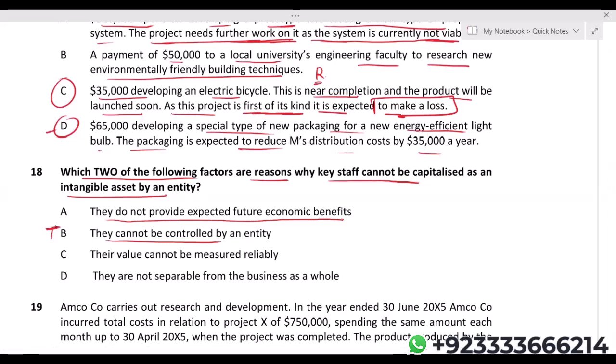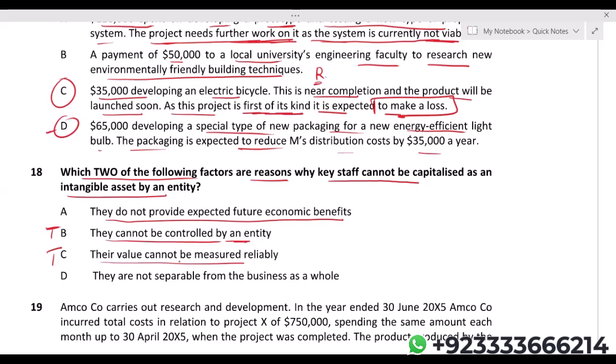Even the judge cannot help you, because the law says we cannot get you the specific services. So simply you can get the damages due to the employment contract, but you cannot control that particular person. They cannot be controlled by an entity. So B is true. Their value cannot be measured reliably. How can you measure?